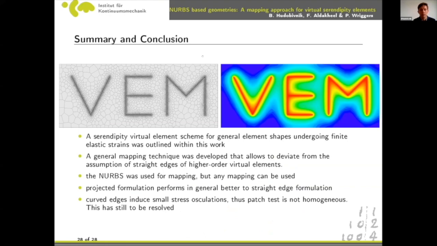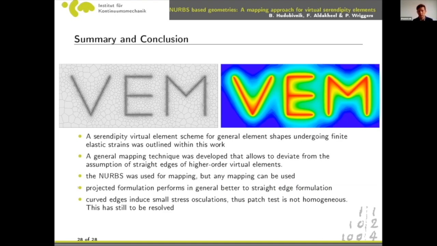Now I would like to conclude with some final remarks. We have shown that the serendipity virtual element scheme for general element shapes undergoing finite elastic strains is suitable to use. A general mapping technique was developed that allows us to deviate from the assumption of straight edges of higher order elements. We have used NURBS basis functions for mapping, but one can also use other functions. We have also tried polynomial, and the projected formulation turns out to perform in general better than the straight-edge formulation.